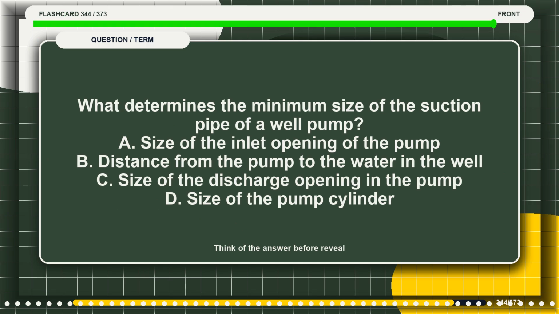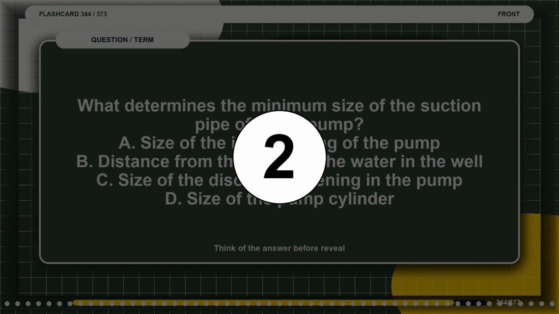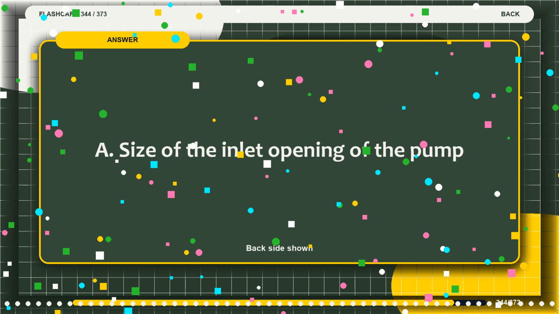Flashcard 344. What determines the minimum size of the suction pipe of a well pump? A. Size of the inlet opening of the pump. B. Distance from the pump to the water in the well. C. Size of the discharge opening in the pump. D. Size of the pump cylinder. Think of the answer before the reveal. The answer is A. Size of the inlet opening of the pump.